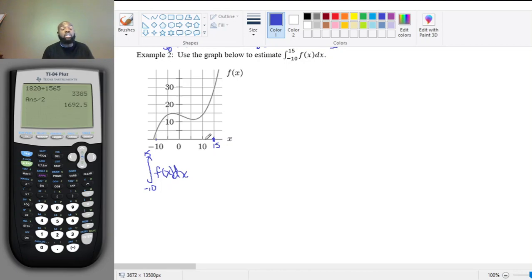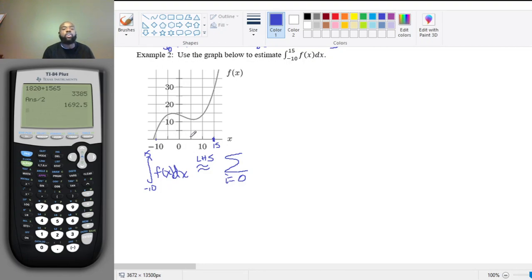I'm going to stick to using the left and right-hand sums because that's what we've been getting comfortable with. So I'm going to estimate this using my left-hand sum. It's going to be the sum from i equals 0 to n minus 1. I'm going to count my n. My n is going to be the number of subintervals. Since this is counting by 5, I know that from negative 10 to negative 5 is one subinterval. From negative 5 to 0 is a second subinterval.